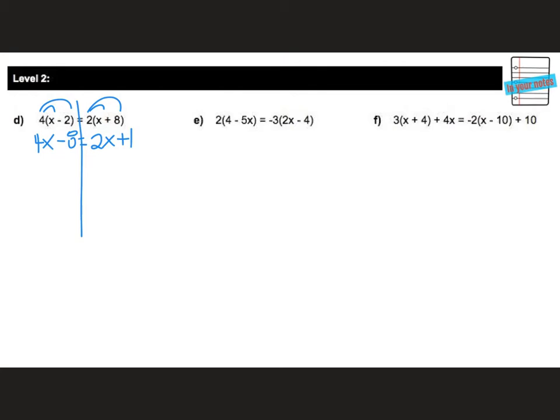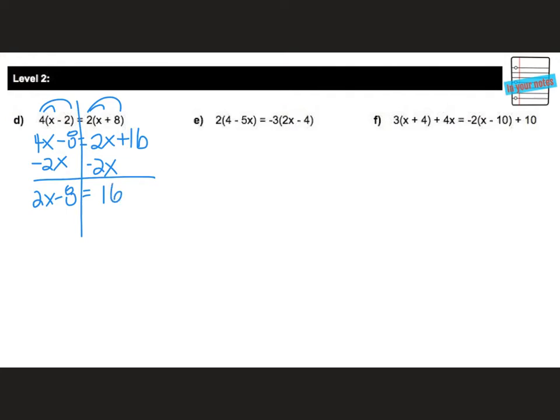Now we're back to a level 1 type problem. So we want to move our smaller variable, which in this case is 2x. To get rid of a positive 2x, let's go ahead and subtract 2x from both sides. So on the left-hand side, I'm left with 2x minus 8. And on the right-hand side, I'm left with 16.